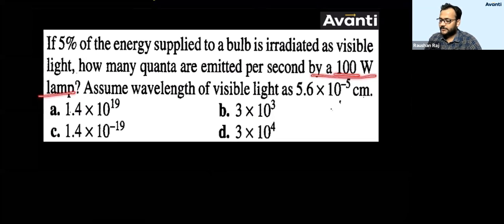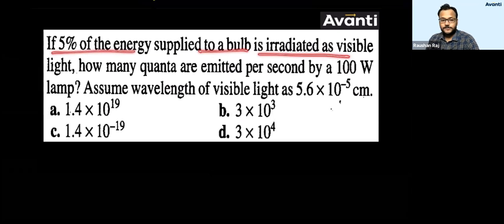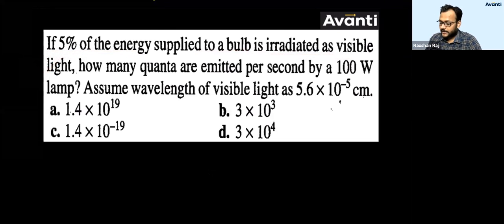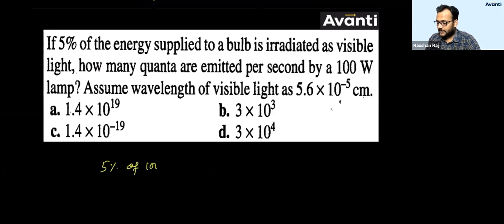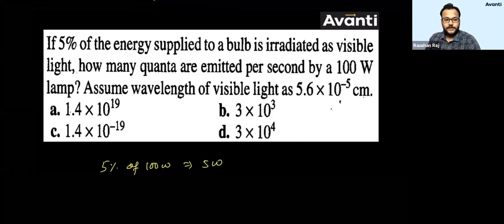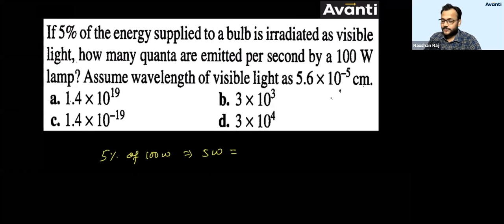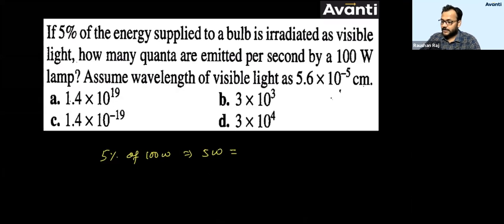तो 100 watt lamp में क्या है बच्चा, 5% of the energy supplied to a bulb is irradiated as visible light, and this visible light will have quanta, will have what, photons. तो क्या करेंगे, 5% of 100 watt is nothing but 5 watt. All right, and this 5 watt is nothing but energy of photons per unit time. All right, so energy, we are talking about this only.